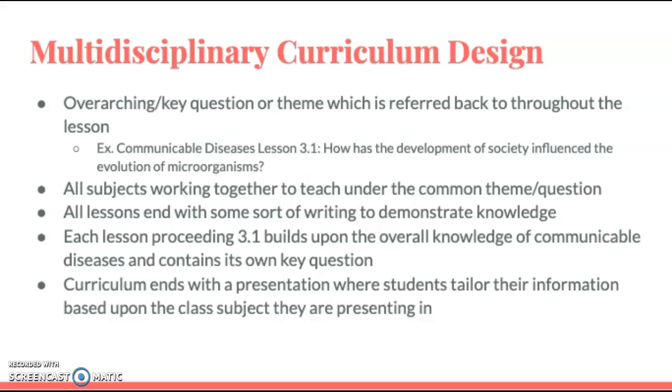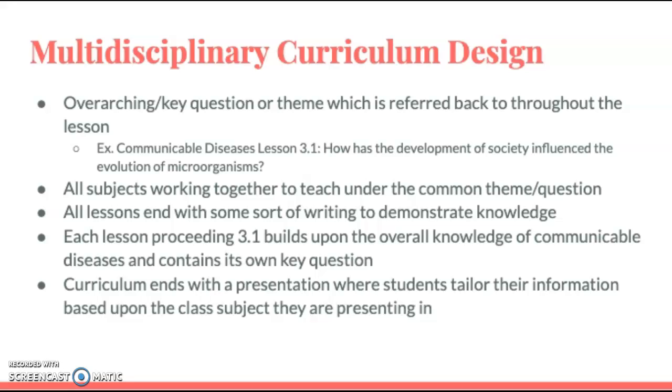Multidisciplinary curriculum design. It's going to have an overarching key question or theme which is referred back to throughout the lesson, like, how has the development of society influenced the evolution of microorganisms? All subjects working together to teach under the common theme/question. That means all school subjects. All lessons end with some sort of writing to demonstrate knowledge.